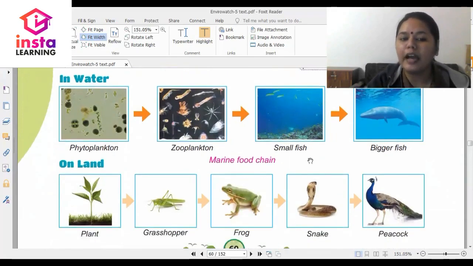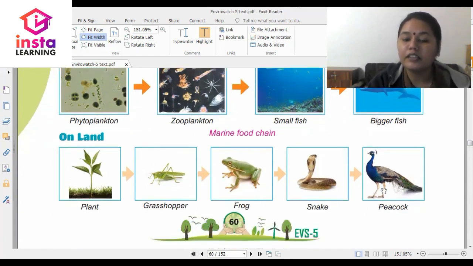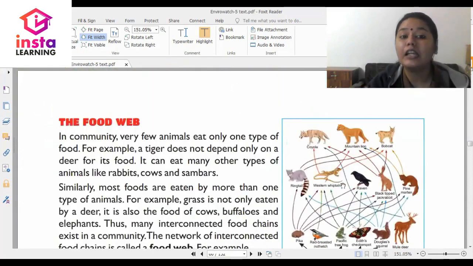And if you talk about land, this plant is eaten by a grasshopper. Grasshopper, which is an insect, is eaten by a frog. A frog is eaten by a snake, and a snake is eaten by a peacock. Now tell me again the same question. If one of these goes, what would happen? The next organism in the chain will be in big trouble.